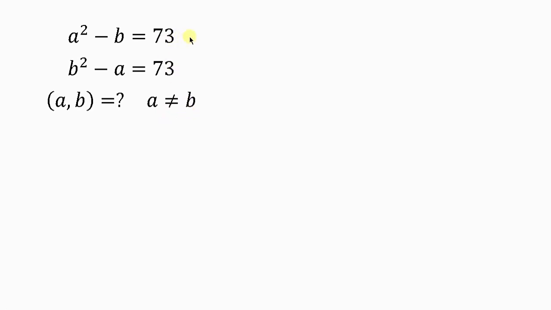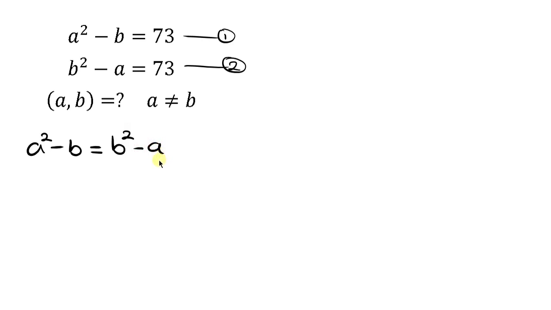Well, we can call this equation 1 and call this equation 2. Now notice that from equation 1, we have a squared minus b to be equal to 73. And from equation 2, we have b squared minus a to be equal to the same 73. That means this expression must be equal to this expression. And that's going to be our first step. So a squared minus b from equation 1 must be equal to b squared minus a from equation 2.